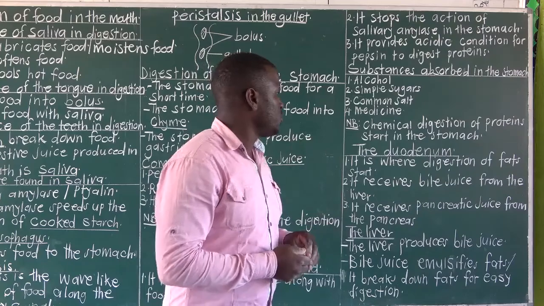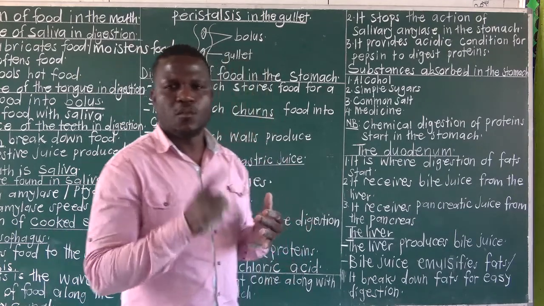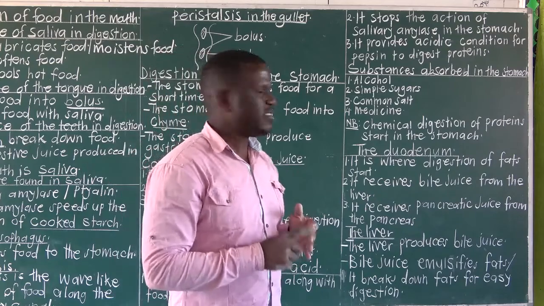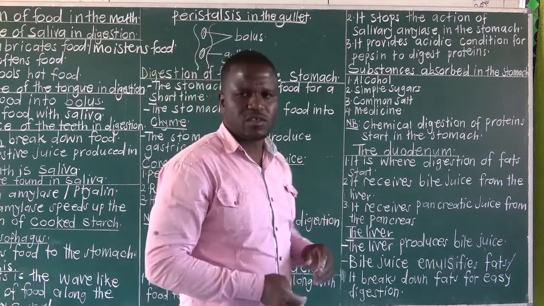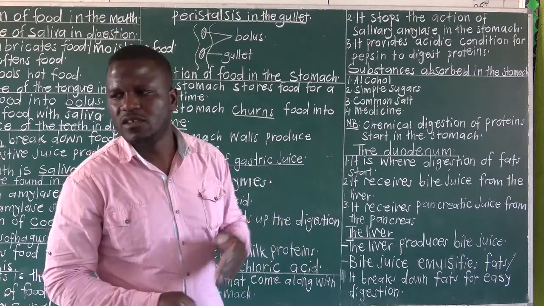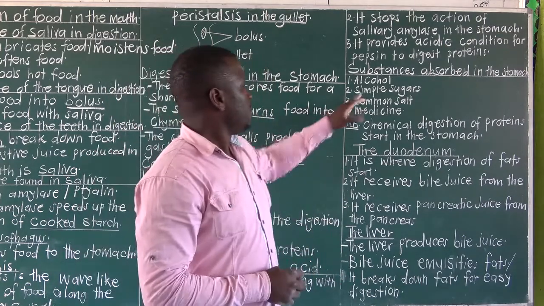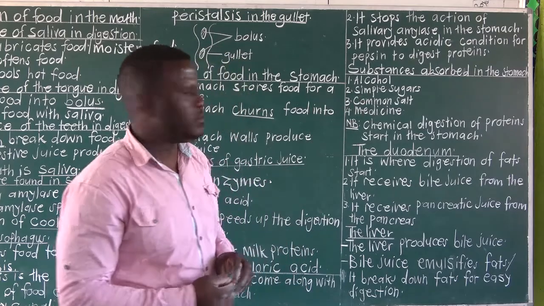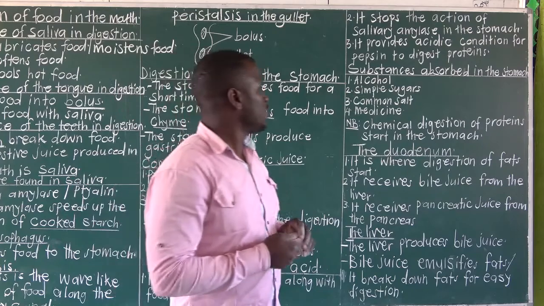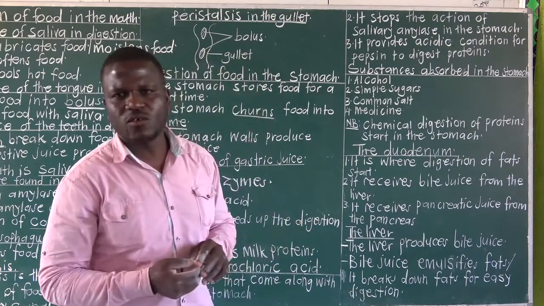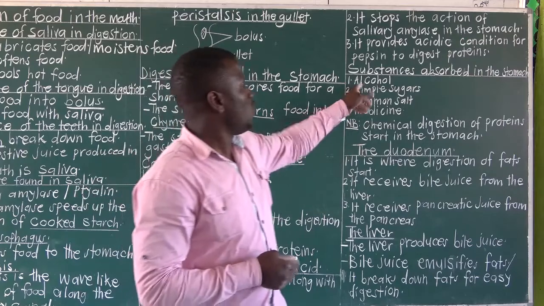We have alcohol, simple sugars, common salt, and medicine. Medicine, common salt, alcohol, and simple sugars are absorbed in the stomach. When you talk about common salt, we are meaning iodized salt, the salt that we put in the food that we cook. So these substances are absorbed in the stomach, and that's why excessive drinking of alcohol can cause what we call peptic ulcers or gastric ulcers. So those ulcers are caused by alcohol in the stomach.